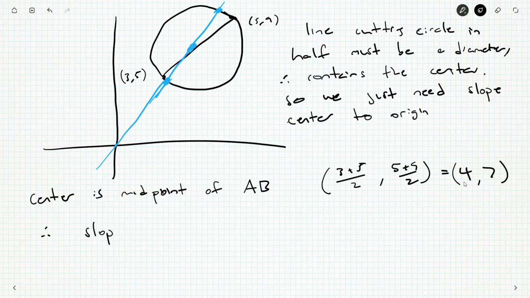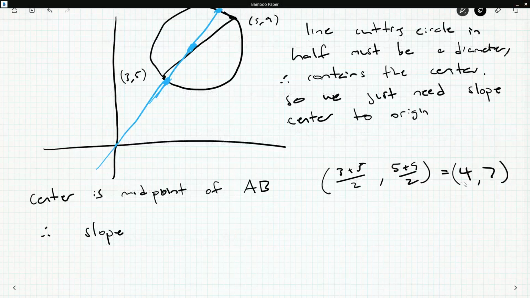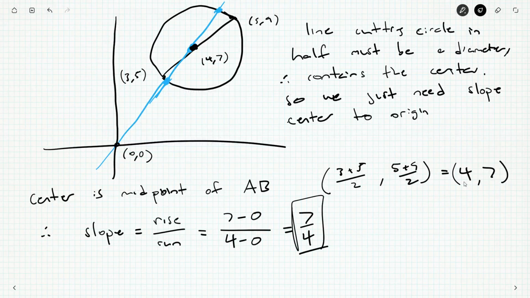So the slope of the line, which is what they asked for, right? Find the slope of that line, yep. Slope is just going to be rise over run. To this point here, this center point, which is 4, 7. So it rises 7 minus 0, because we know the origin is the other point on this line. And the difference in the x-coordinates, 4 minus 0. Got to keep the same order. So it's just going to be 7 over 4. And that's going to be our slope, and our final answer.